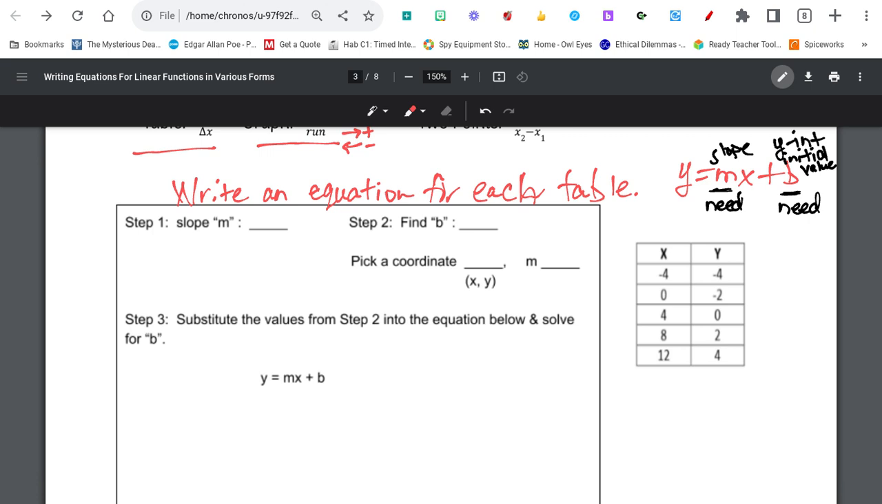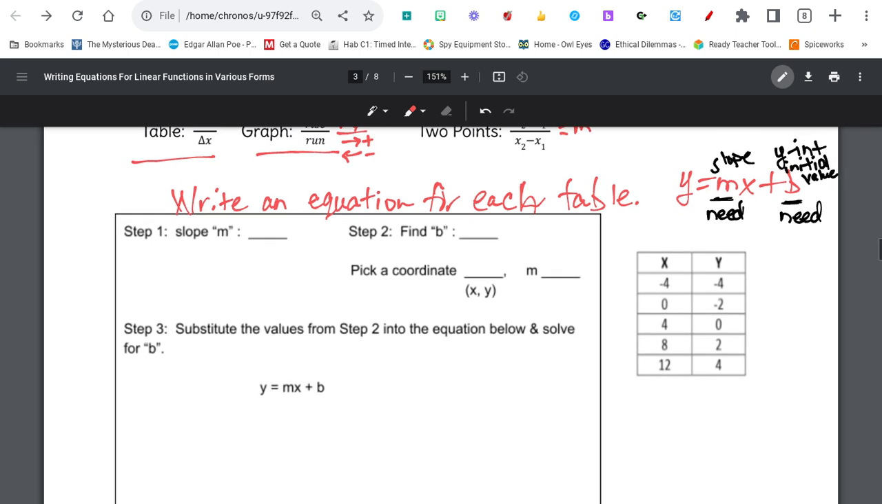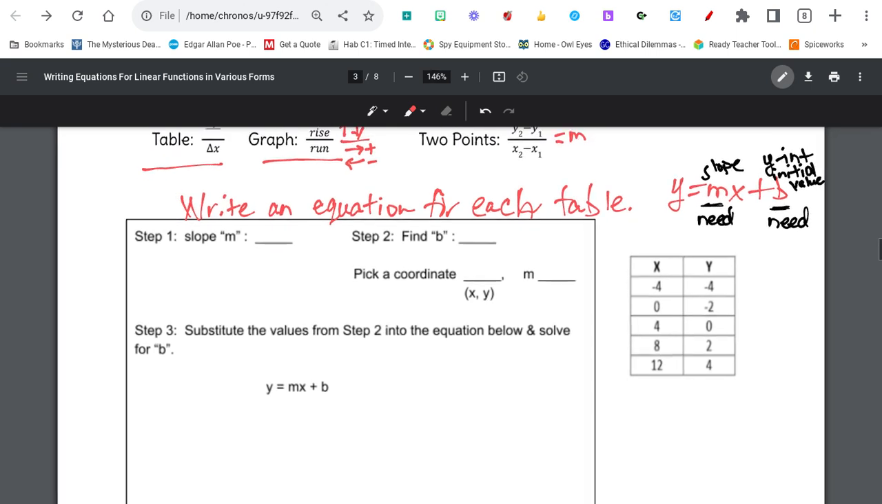value. If you have a real life word problem, think of it as an initial value, okay? Instead of a y-intercept. From the video, you should have learned that a y-intercept on a graph touches the y-axis, okay? If you graph it. It's the point where the line touches the y-axis.